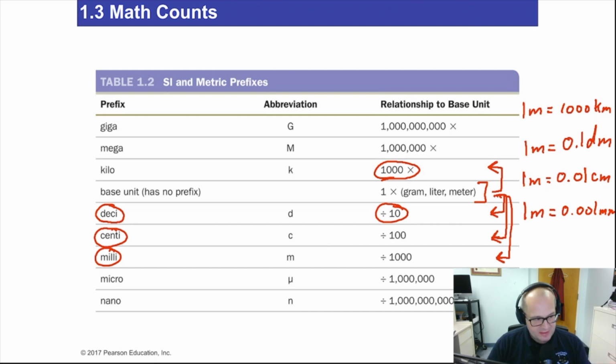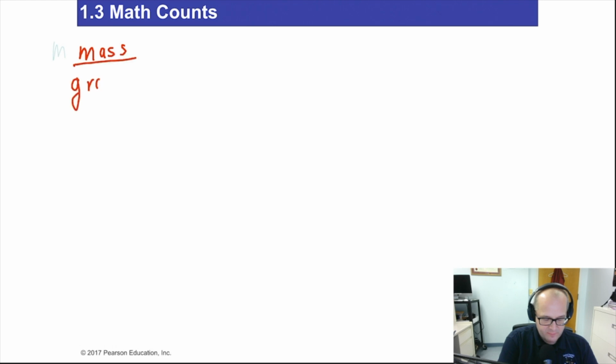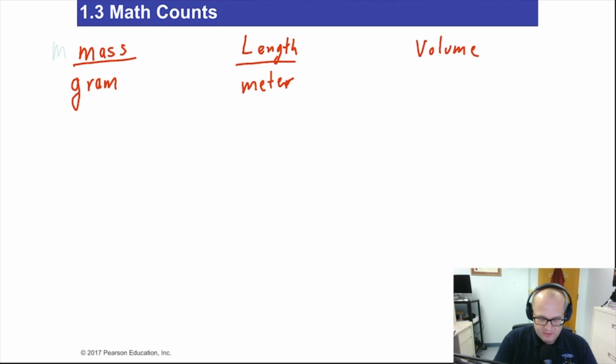So what I want to do is take a little bit of time here and set up a little table for us. So let's say we have mass. Base unit is gram. We have length. Base unit is meter. And the last thing is volume. Base unit is liter.